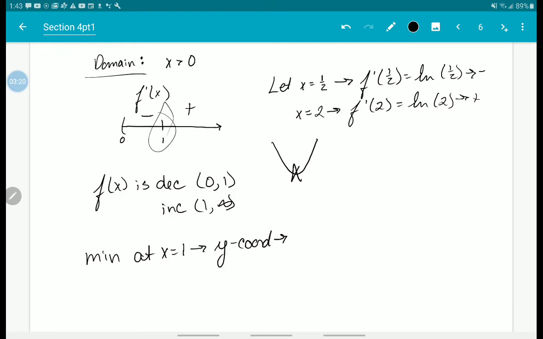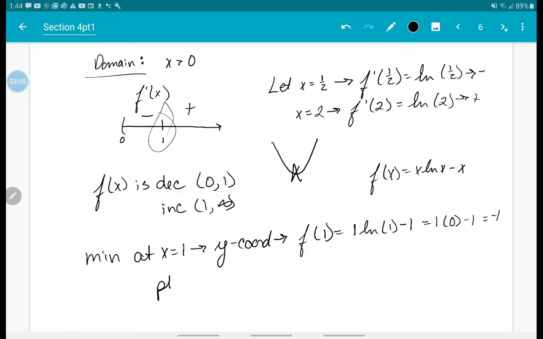To find the y-coordinate, we are going to substitute 1 into the original function. So remember, the original function was x ln of x minus x. So we're going to have 1 ln of 1 minus 1. The ln of 1 is 0. So we're going to get a negative 1 out for that y-coordinate. So the point where we're having a minimum is at 1, negative 1.